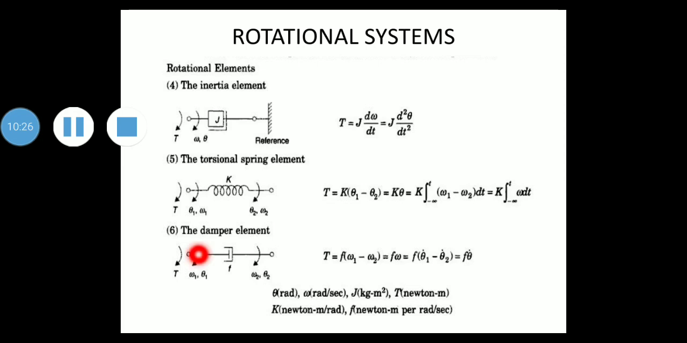So here we have omega 1, this is omega 2, which is equal to f omega, which is equal to f into theta 1 dot minus theta 2 dot, which is equal to f theta dot. Theta is in radians, omega is in radians per second, J is kg meter square, T is newton meter, k is newton meter per radian, f is newton meter per radian per second.